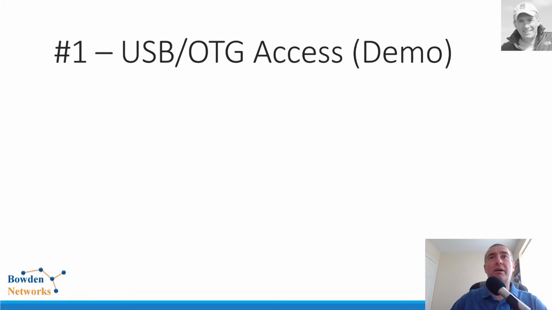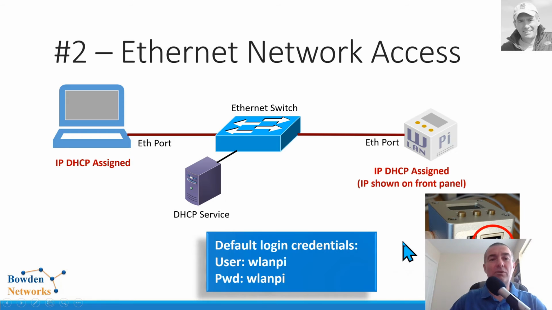Now the next connection method that we're going to have a look at is we're actually just going to plug the WLAN Pi into an Ethernet port, which has got DHCP capability to assign an IP address to our WLAN Pi. So I'm going to give you a quick demonstration of that in a moment.